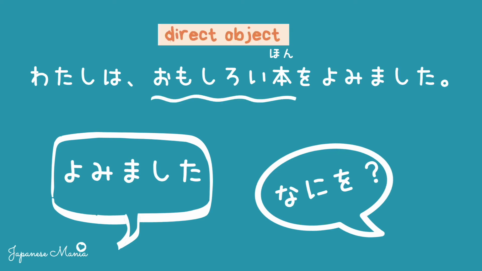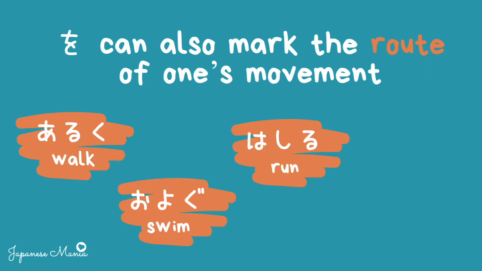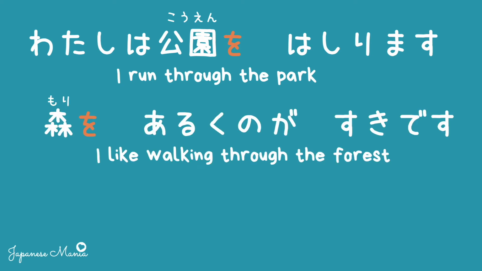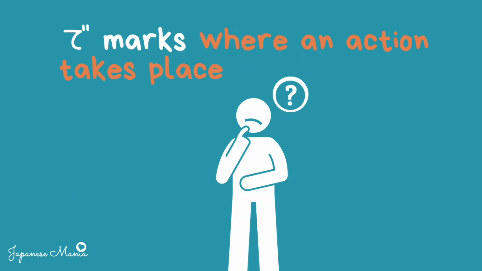However, some motion verbs that are intransitive can also take particle o to mark the route of one's movement. Some of these verbs include 歩く、泳ぐ、走る、登る、etc. Let's look at these sentences. 私は公園を走ります。森を歩くのが好きです。魚が海を泳いでいます。You may wonder why particle de, which marks the place of an action, is not used here.